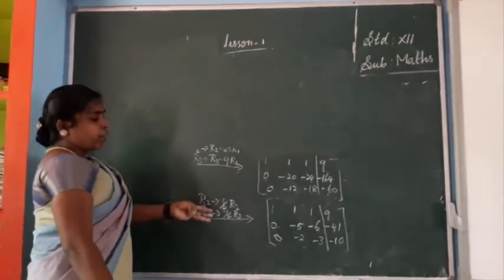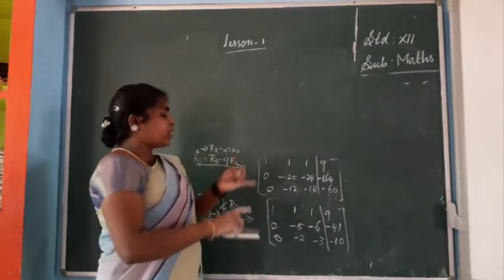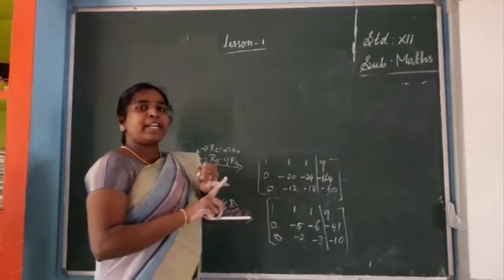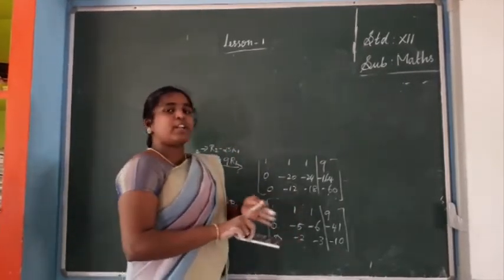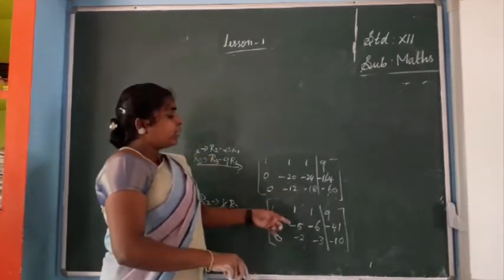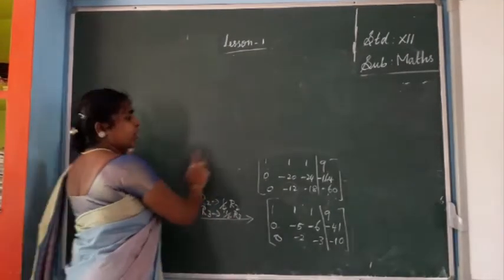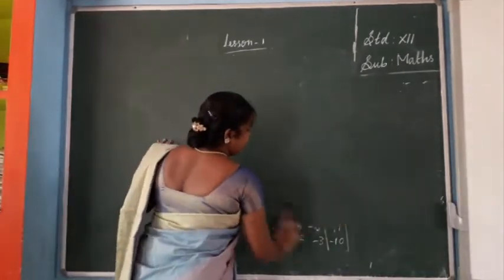Okay, so like that you have to convert into echelon form. You will get three equations. In the first equation you will get three unknowns, in the second equation two unknowns, and in the third equation one unknown. Then after that you have to find A, B, C. Okay, so that is the answer. You complete it. Then we can do the next problem.